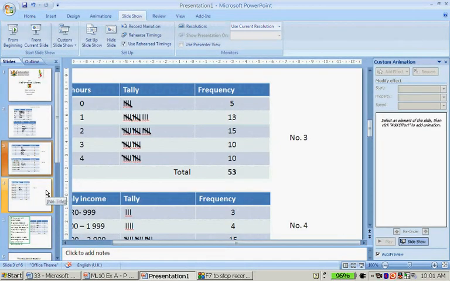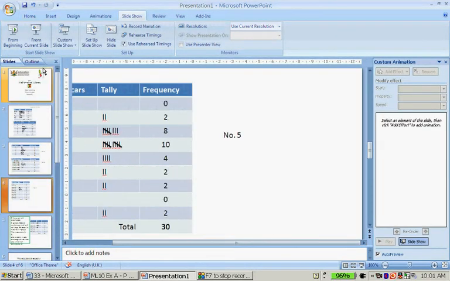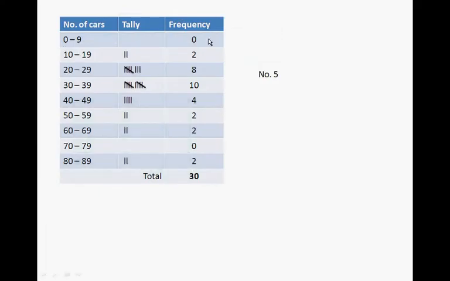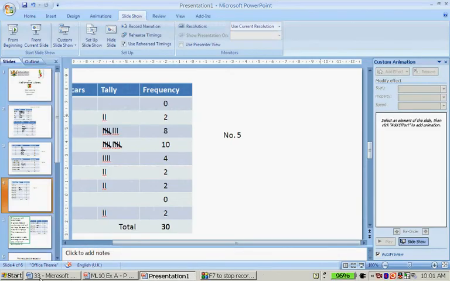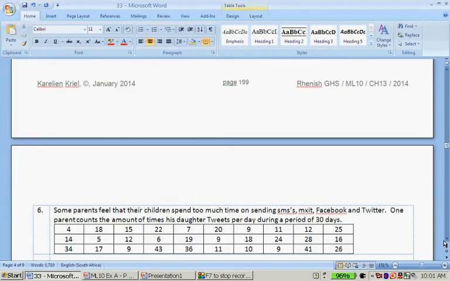Let's quickly look at the next answer. This is the one for the cars. Right, between 0 and 9 there were no cars, 10 and 19 2, 20 and 29 8, 30 and 39 10, 40 and 49 4, 50 and 59 2, 60 and 69 2, 70 and 79 none, and 80 and 89 2. Right, and then remember you have to add up your frequencies. And then lastly we go to question 6.